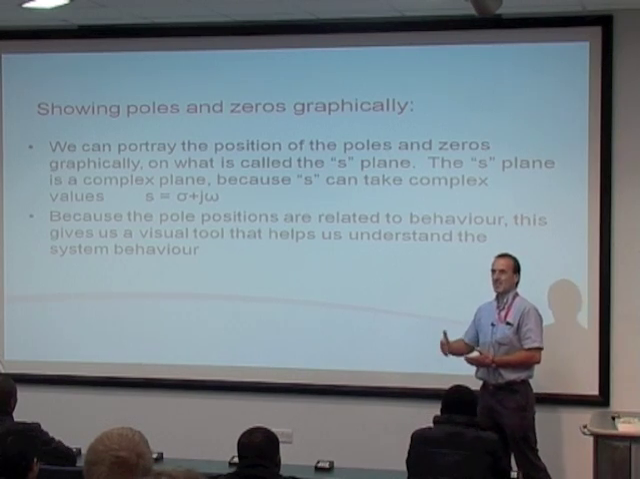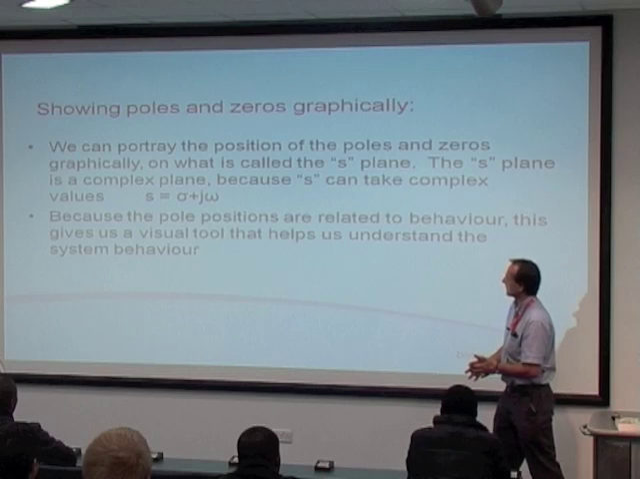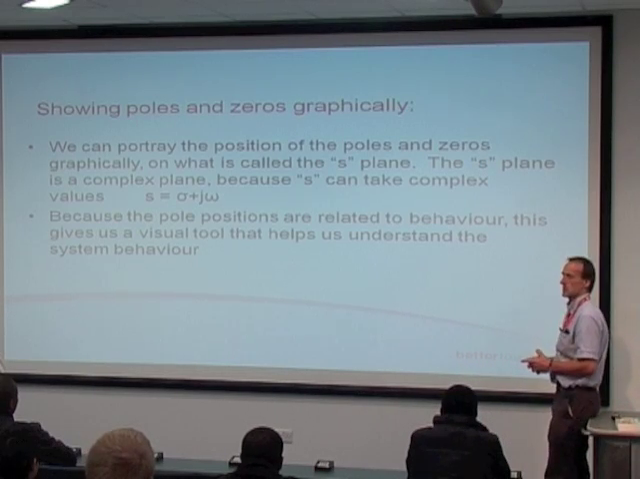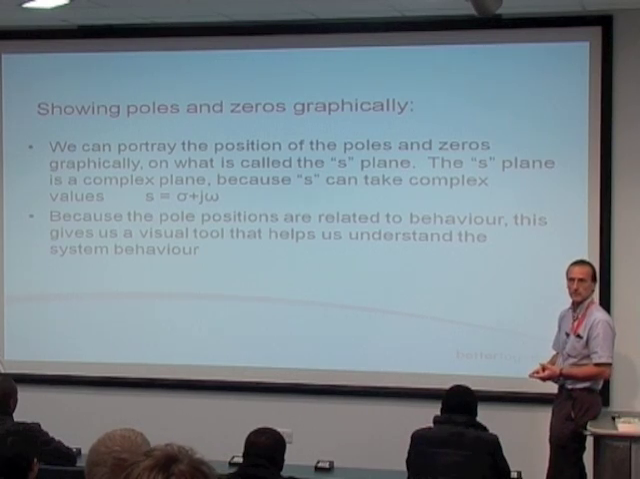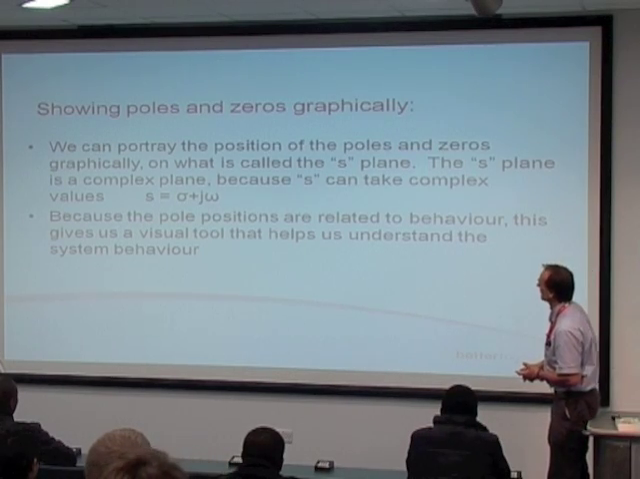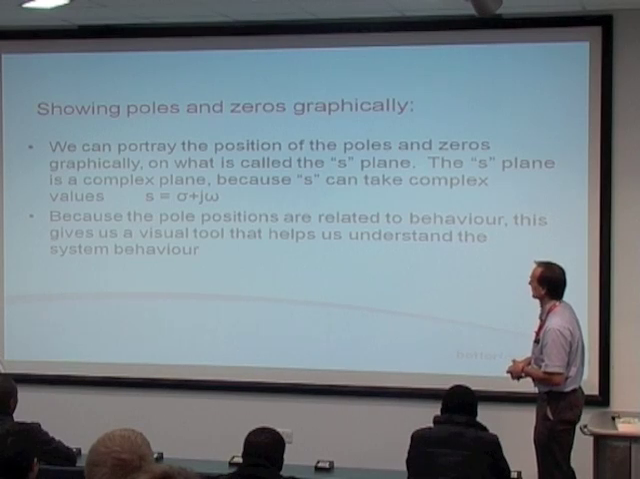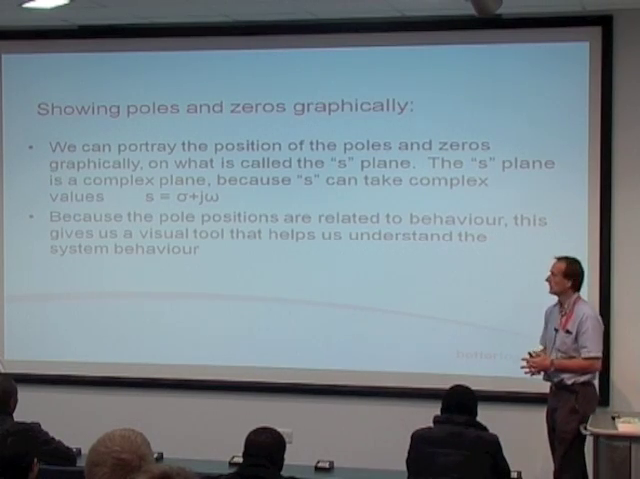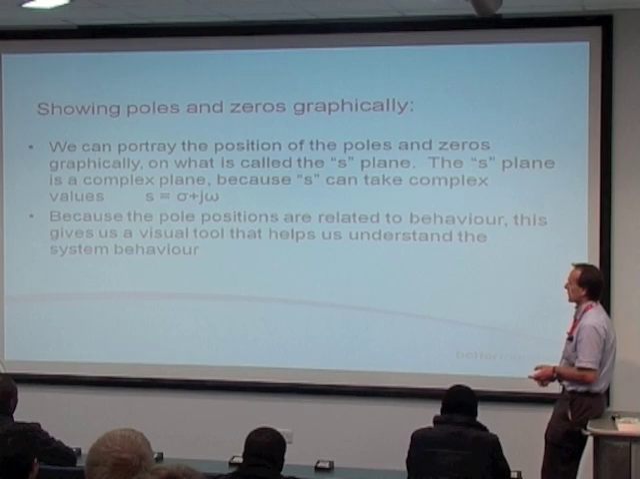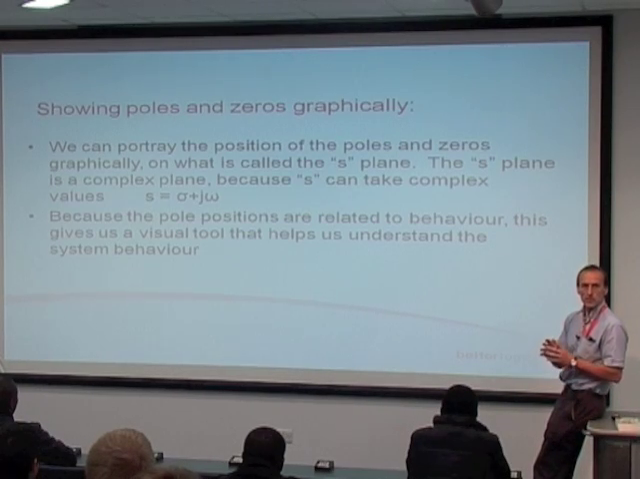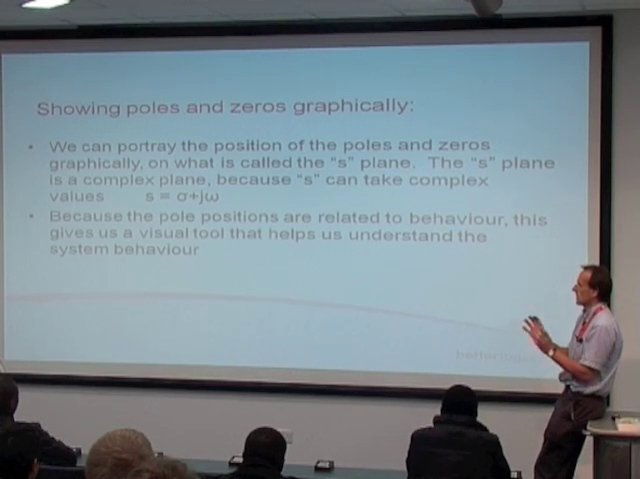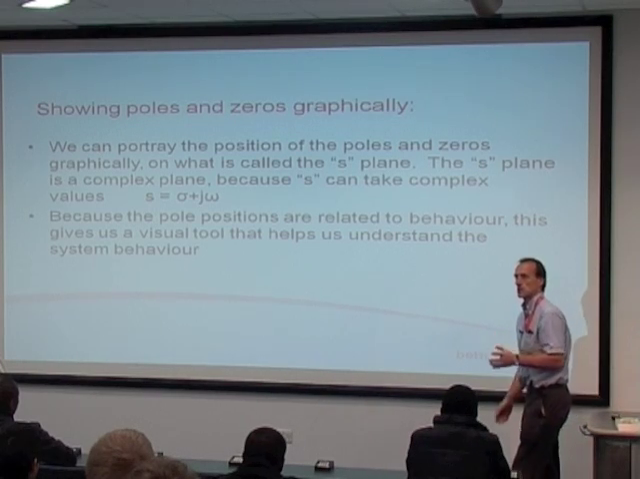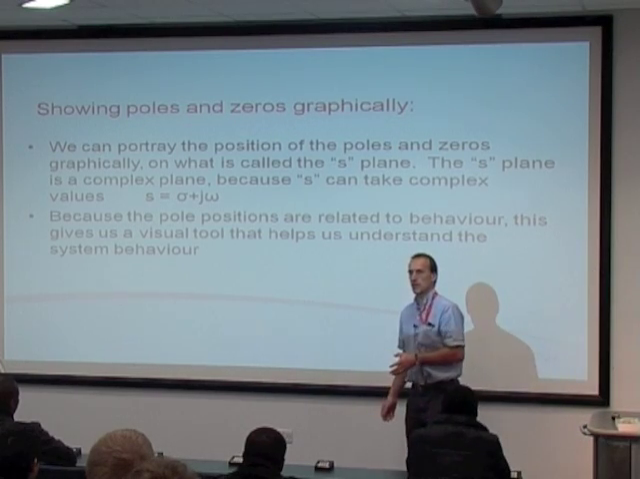And this is where the s, I'm getting there eventually, I'm getting to the s-plane. We can portray the position of those poles and zeros graphically on the s-plane. Okay. The s-plane is a complex plane because s can take complex values. And because the pole positions are related to behavior, if we have a piece of graph paper in front of us showing where the poles and zeros are, that helps us to understand the system behavior.